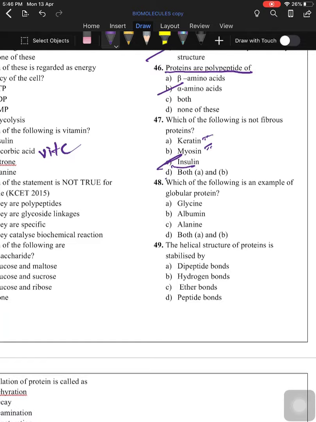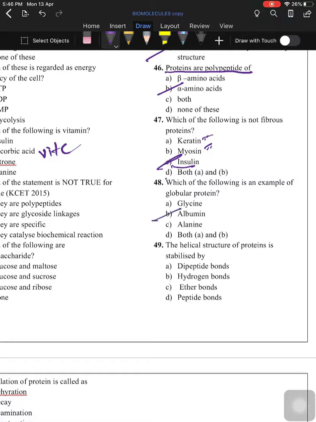Moving on to the 48th. Which of the following is an example of a globular protein? Globular and fibrous proteins are the two types of proteins. Glycine is an amino acid. Albumin is a protein. Alanine, I think, is also an essential amino acid. So the one which is a protein, albumin, which is present in an egg, is an example of a globular protein.